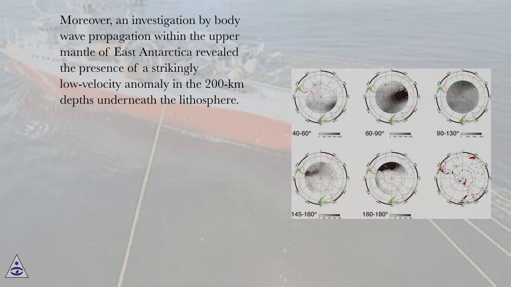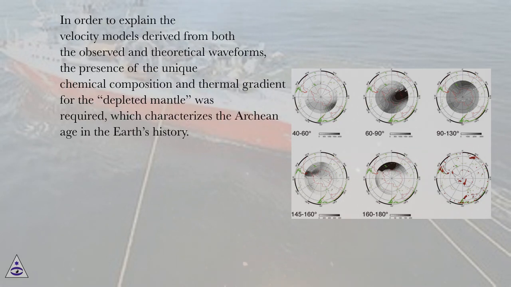Moreover, an investigation by body wave propagation within the upper mantle of East Antarctica revealed the presence of a strikingly low-velocity anomaly in the 200-kilometer depths underneath the lithosphere. In order to explain the velocity models derived from both the observed and theoretical waveforms, the presence of the unique chemical composition and thermal gradient for the depleted mantle was required, which characterizes the Archean age in the Earth's history.